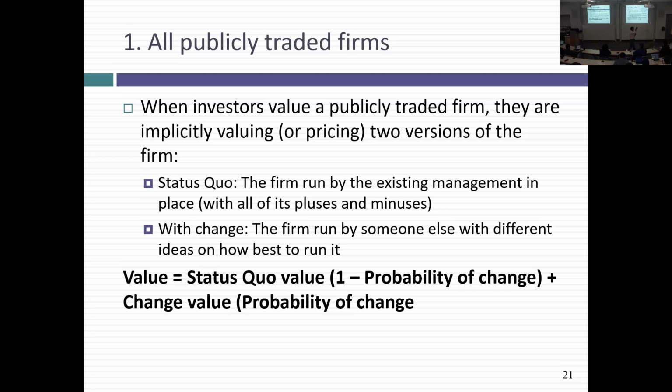Let's say the value of the company with the status quo is 30, and the value of the company run optimally is 40. And you think there's a 20% chance of management change. You see where you're going to end up, right? You're going to end up at $32, which is the expected value between 30 and 40, putting in a 20% chance of change.